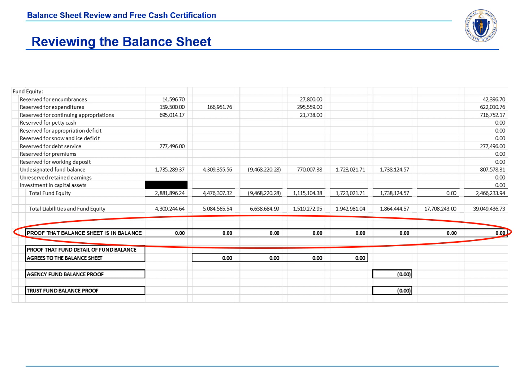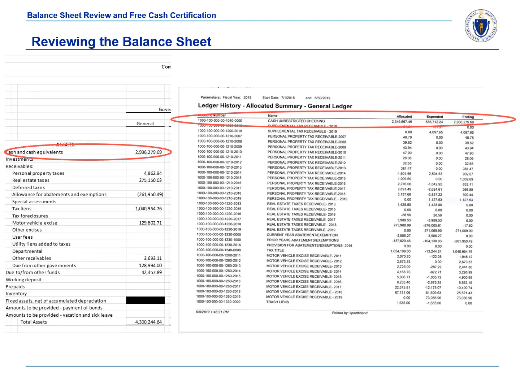The field representative calculating free cash must determine that the balance sheet is, in fact, in balance, meaning assets equal liabilities plus fund balance for each fund and in total. The amounts in the general fund on the combined balance sheet are agreed to the system-generated trial balance to ensure that the amounts on the combined balance sheet are what is in the financial software of the community.